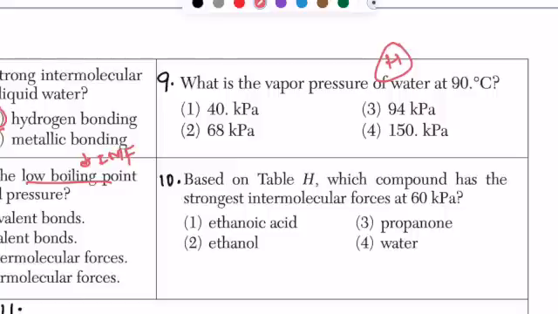Table H can give us information about the vapor pressure and also about the boiling point. So if you're looking for strong intermolecular forces at this specific vapor pressure, then we are looking for the one that has the highest boiling point. So according to table H, the one that has the highest boiling point is ethanoic acid.